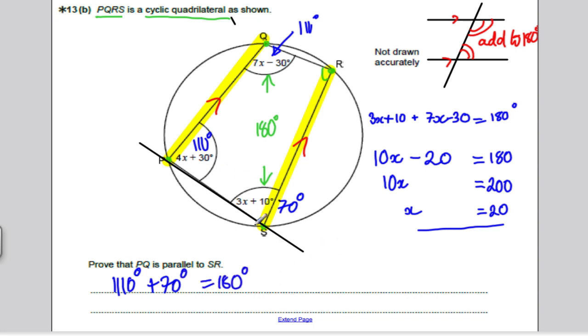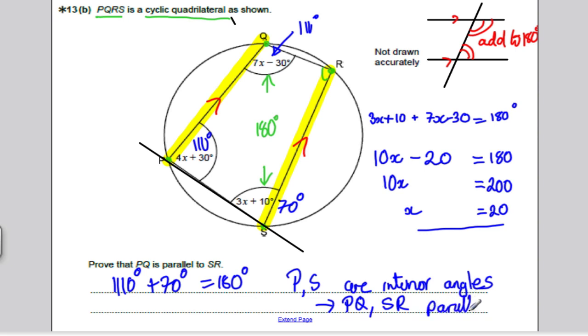So therefore, angles P and S are interior angles, colloquially known as C angles. Okay, so they are interior or C angles, and therefore lines PQ and SR are parallel. So it's quite an involved question, but I've seen a lot of these ones coming up.